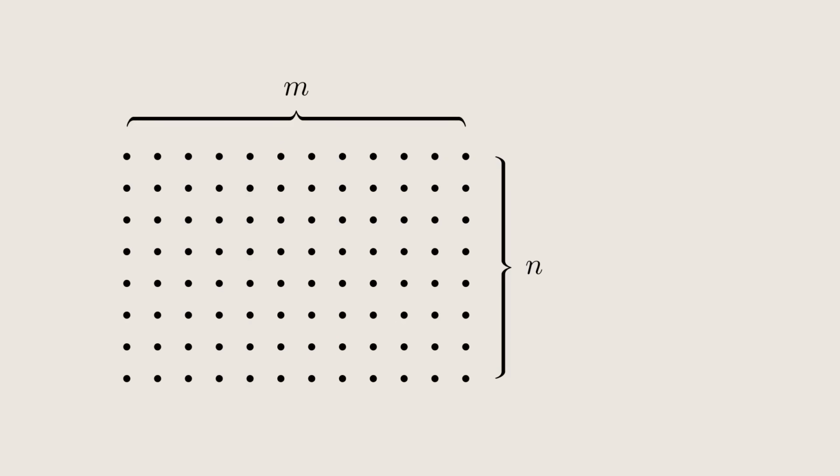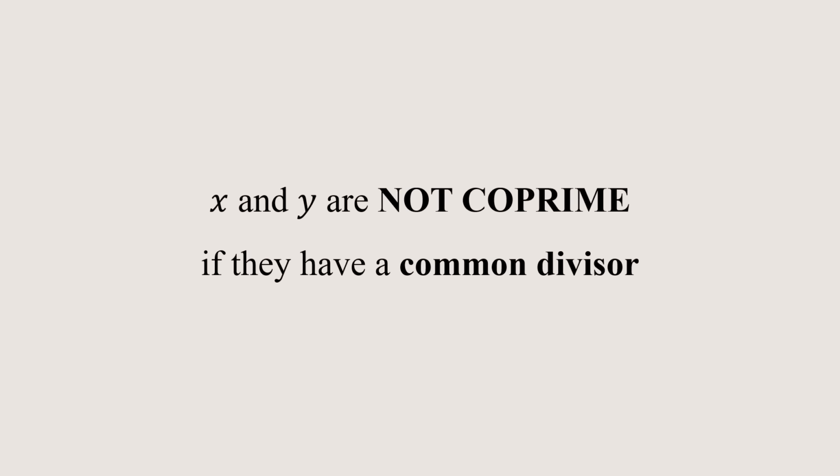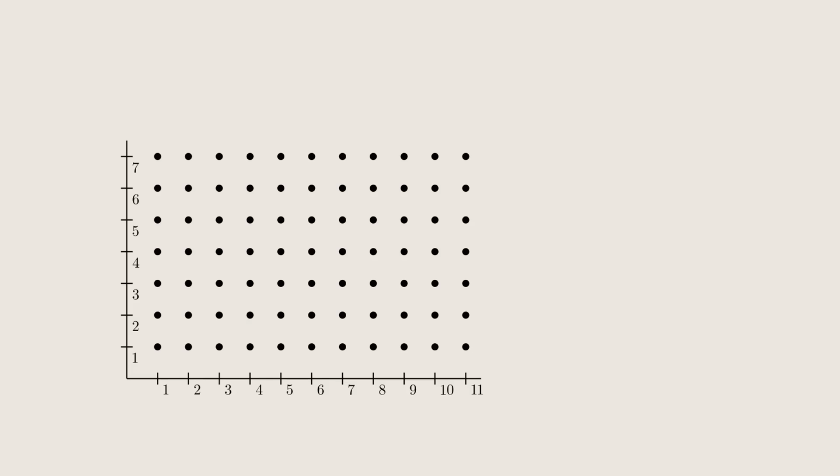We have an m by n grid. Draw the x and y axes, and we'll now look at points (1, 1), (2, ...), up to (m-1, n-1). How many of them have x and y coprime? Since x and y are not coprime if they have a common divisor, we'll do this. Step 1. Let's count all the points. That would be (m-1) times (n-1).